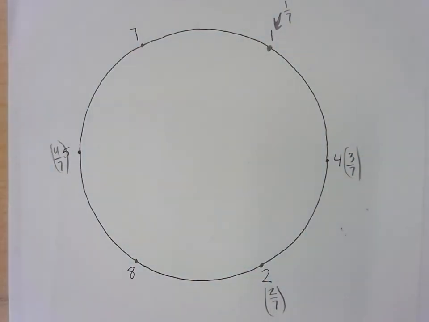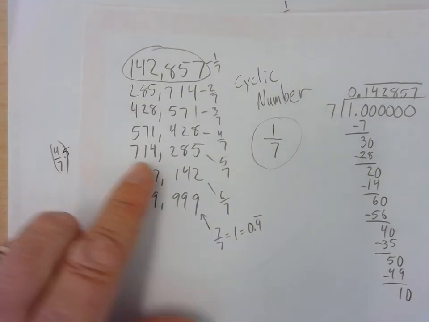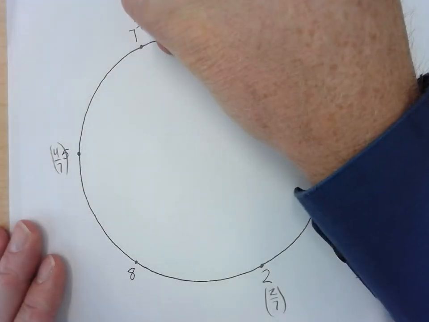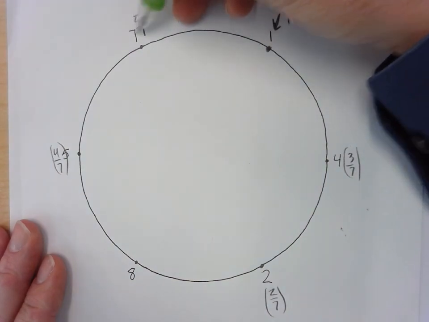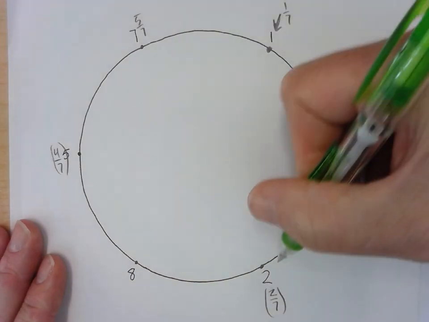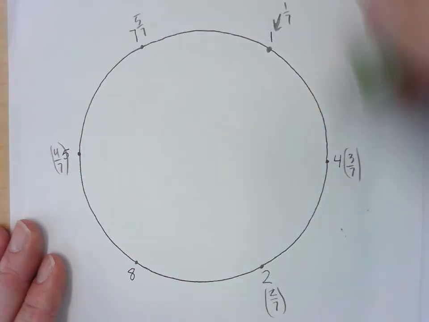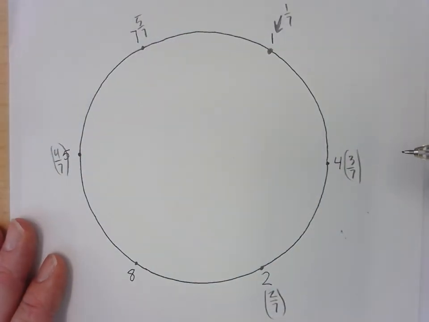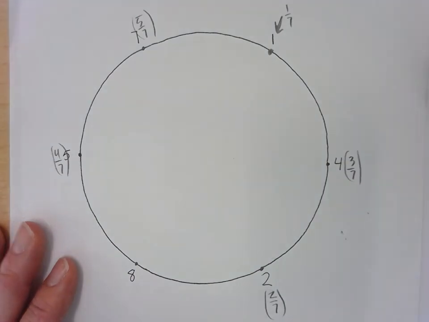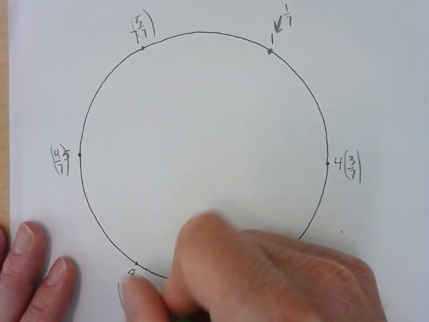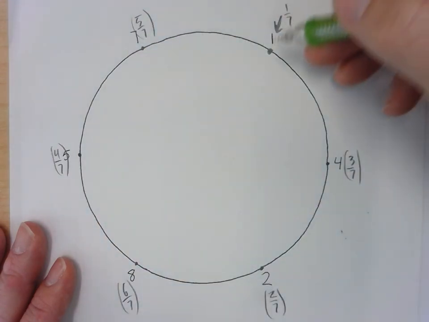And then 5/7. 5/7 starts with the 7. So that's going to start here. So 5/7 starts here. 5/7 is 7, 1, 4, 2, 8, 5, 7, 1, 4. It just keeps going around the circle that way. And then the next one, 6/7, would be the only place left, down here. 6/7 starts right here, 8, 5, 7, etc.